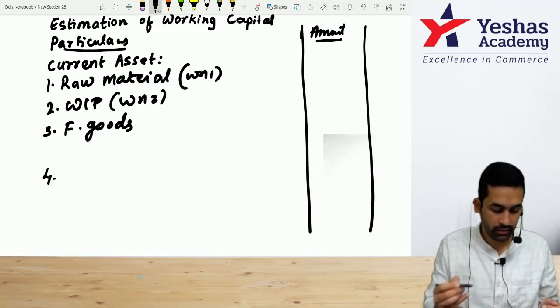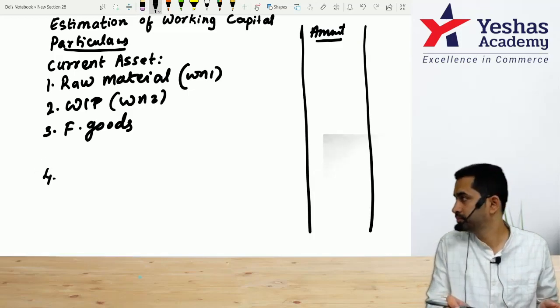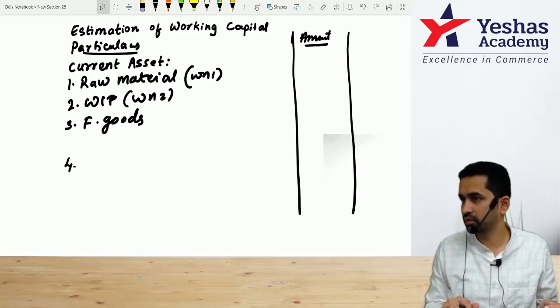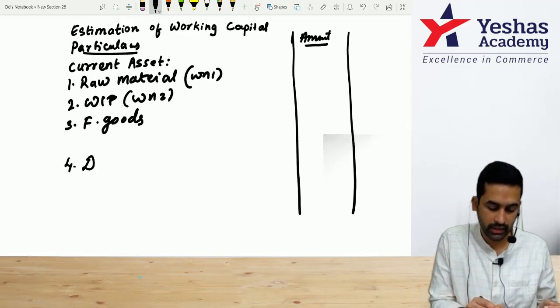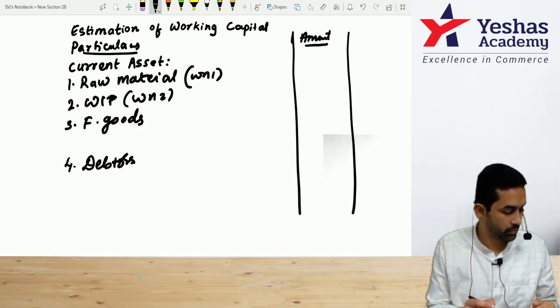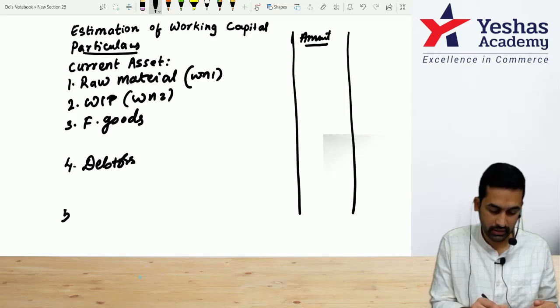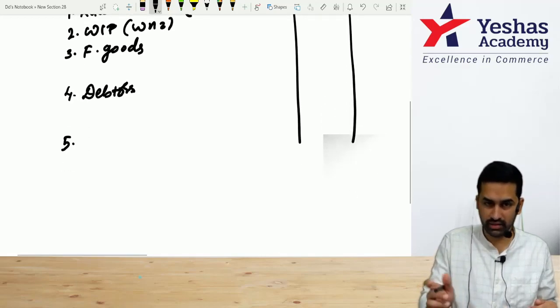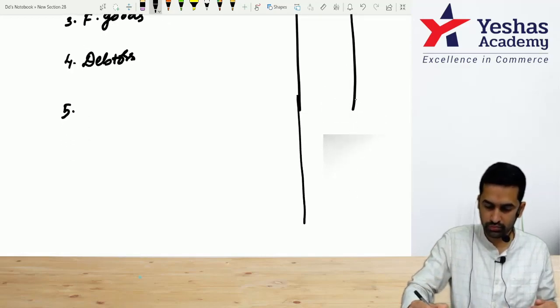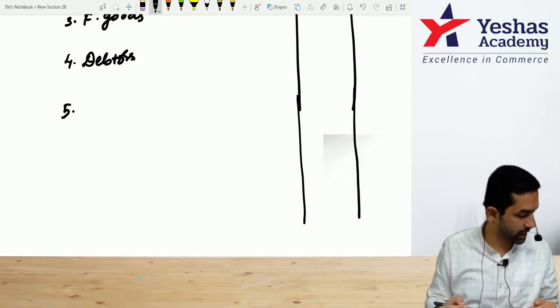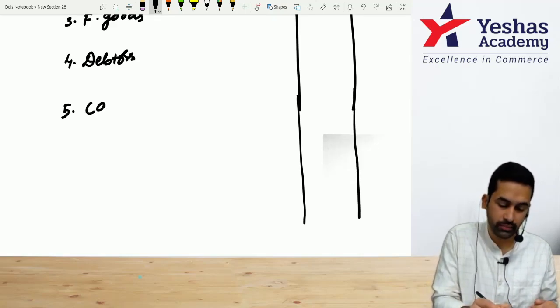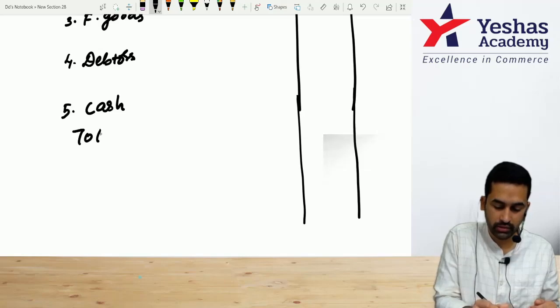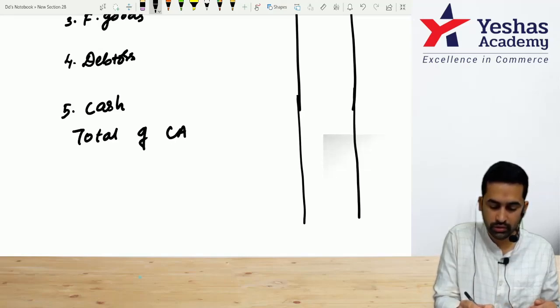Please check and tell me, after finished goods, do we have debtors, credit sale data given? Okay, I'll leave one line here itself. Anything paid in advance? No. Which means, do we have cash balances? Okay. With this, I'll be done with total of current assets.